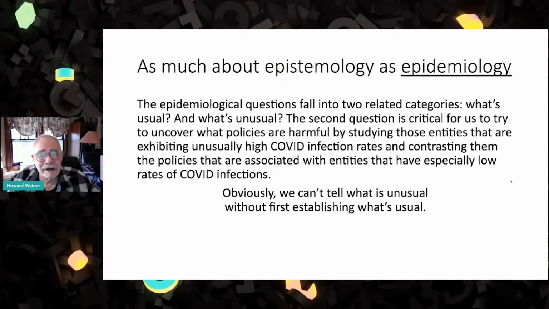Today's talk was as much about epistemology as about epidemiology. The epidemiological questions fall into two related categories: what's usual and what's unusual. The second question is critical for us to try to uncover what policies are harmful by studying those entities that are exhibiting unusually high COVID infection rates and contrasting them to the policies that are associated with entities that have especially low COVID rates. Obviously, we can't tell what's unusual without first establishing what's usual.